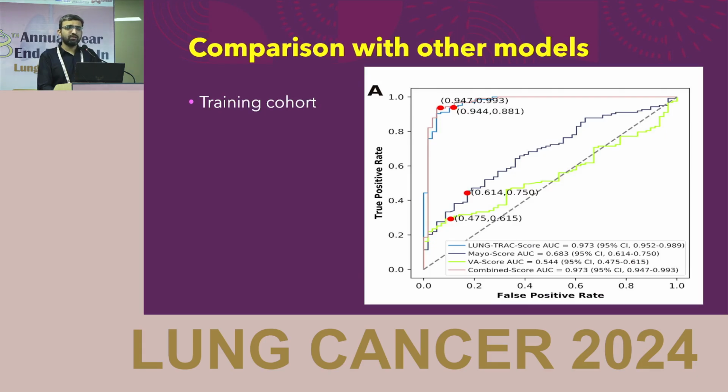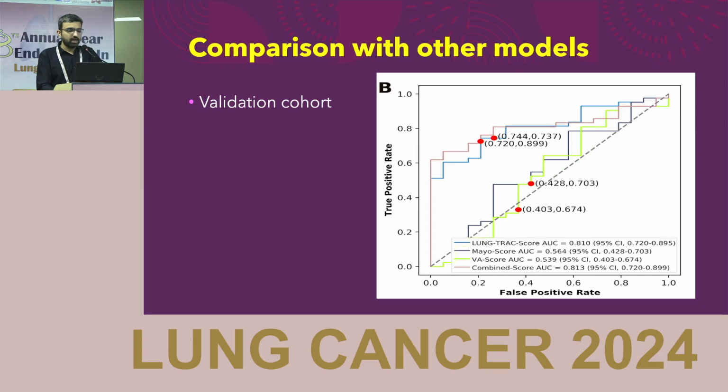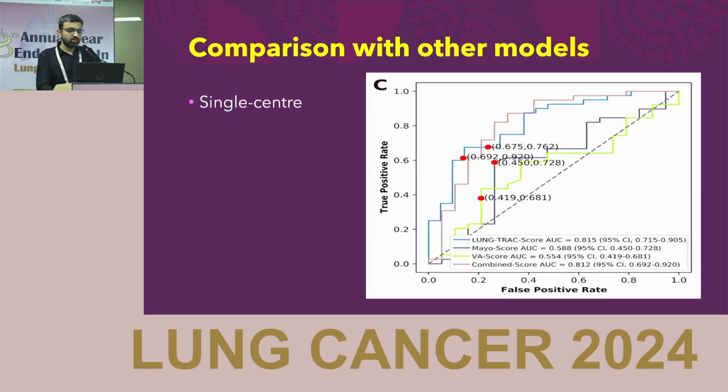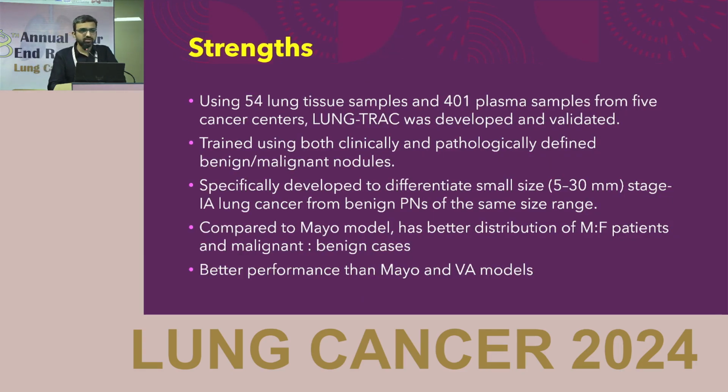How does it compare with the other models which I already mentioned, Mayo Clinic model and the Veteran Affairs model, which we commonly use in our clinic? So in the training cohort, again this model, the lung tract model, was superior to the Mayo and the VA model, which was with an AUC of 0.68. And in the validation cohort also, the lung tract model had a higher AUC, that was 0.81, which was comparatively higher than the other two models. Even in the single center model also, lung tract score AUC was much higher than the Mayo and the VA. So what are the strengths of this study?